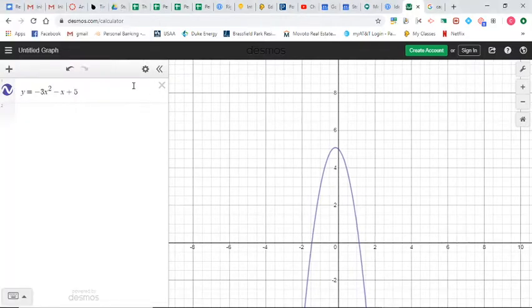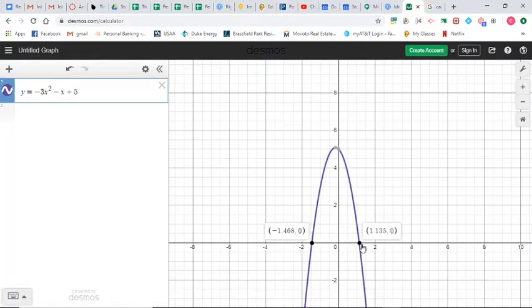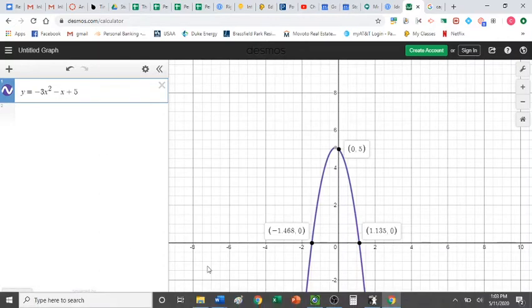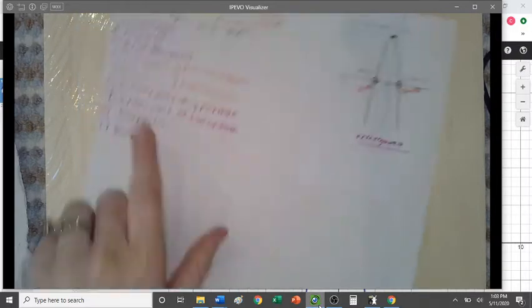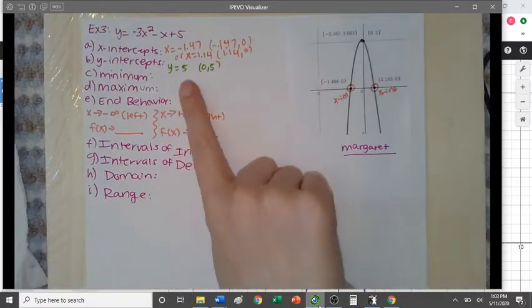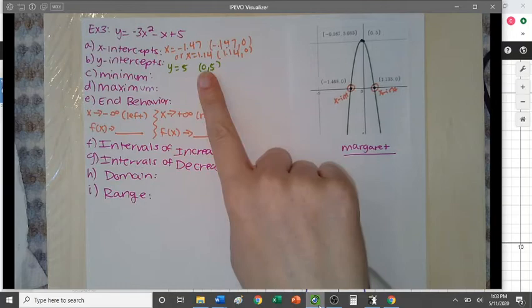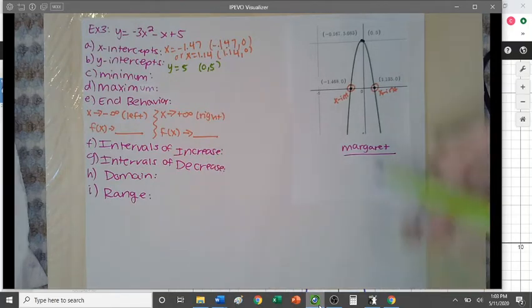Okay, and then again on Desmos, you just click. I know my zeros. I know my y-intercept. There you go. So it's at the point (0, 5), which I have written on my nifty paper right here. There we go. So I got my zeros and I have my y-intercept. Okay, and I'm going to label it on my graph.